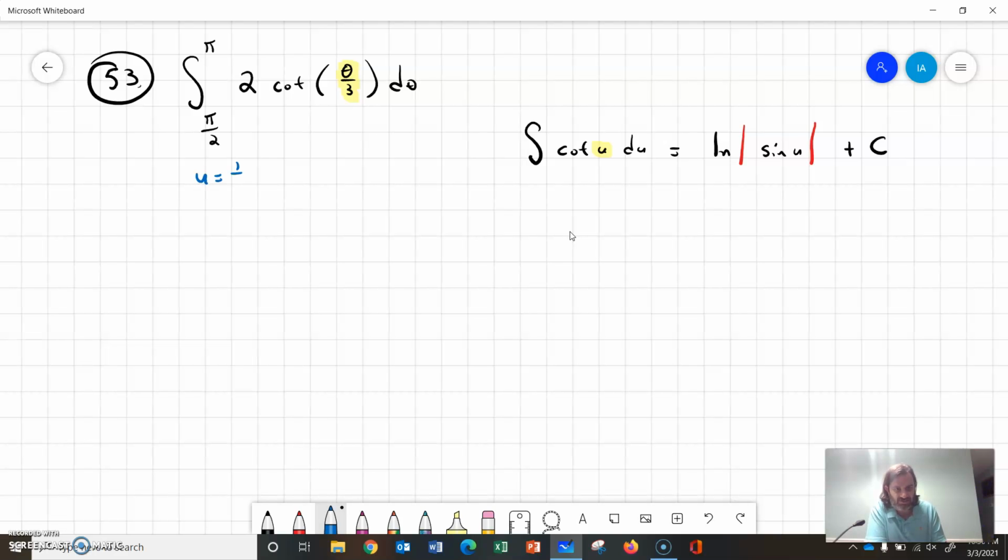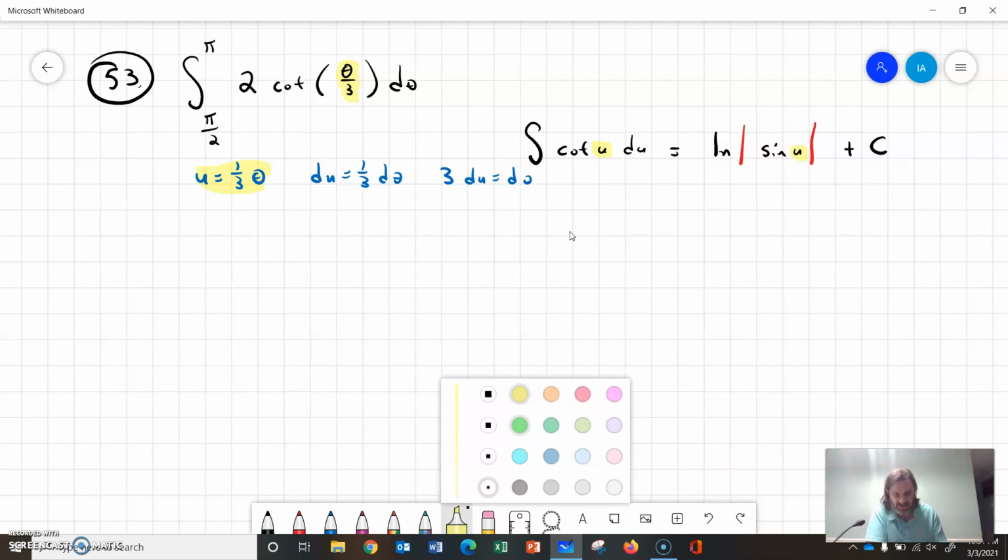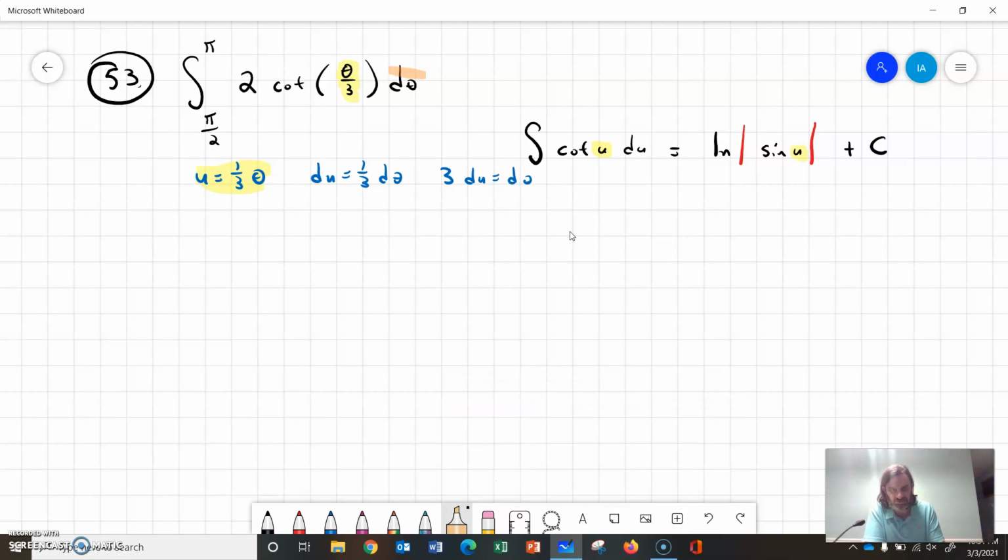U equals 1/3 theta, so du equals 1/3 d theta, so 3 du equals d theta. So we're going to replace our 1/3 theta with u, and then we're going to replace our d theta with 3 du. Okay, so it won't be a 1-to-1 conversion, but it'll work out just fine.